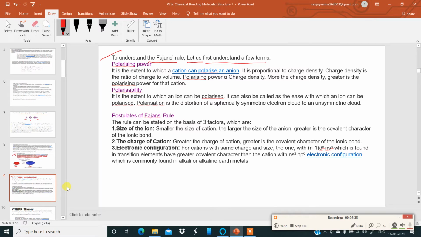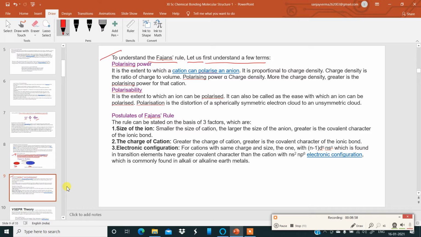First is polarizing power. It is the extent to which a cation can polarize an atom. A cation always polarizes an anion. Polarize means it makes a pole in the anion. All the negative electrons are pulled towards the cation and the central nucleus is thrown on the other side.